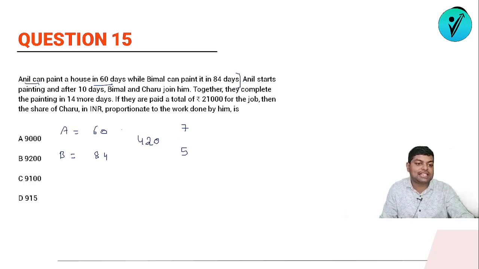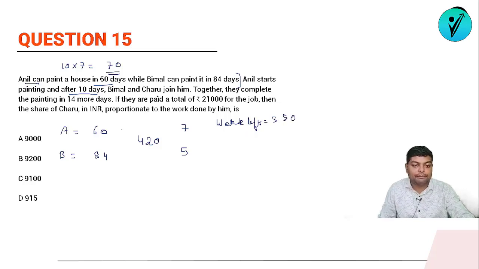Next, Anil starts painting and after 10 days, means for the initial 10 days only Anil is working. So if only Anil is working and every day Anil completes 7 units of work, so in 10 days how much work Anil will be doing? In 10 days of time Anil will be completing 70 units of work. अगर अनिल एक दिन में 7 यूनिट्स का वर्क करता है, 10 डेज उसने वर्क किया, सो टोटल अभी तक उसने 70 यूनिट्स का वर्क किया होगा. सो फ्रॉम द 420 यूनिट्स ऑफ वर्क दैट हैज टू बी डन, 70 यूनिट्स आर डन. सो हाउ मच वर्क इज लेफ्ट? वर्क लेफ्ट इज, now we have to further complete 350 units of work.